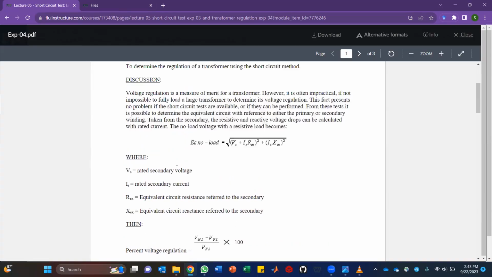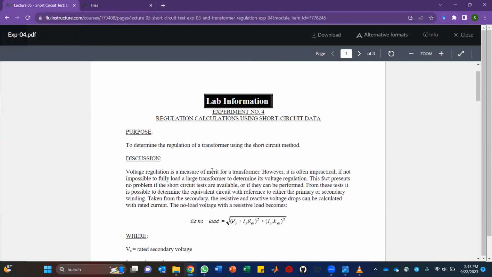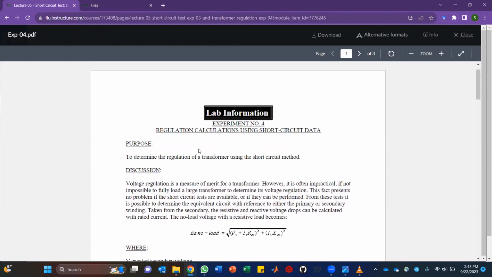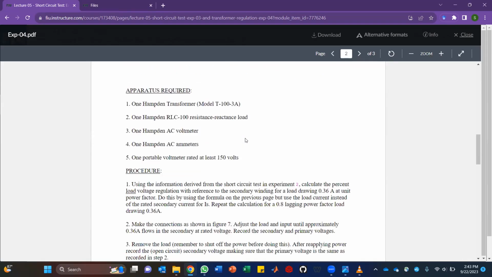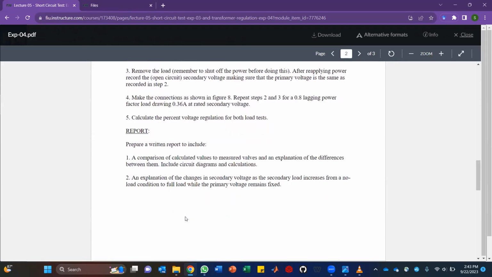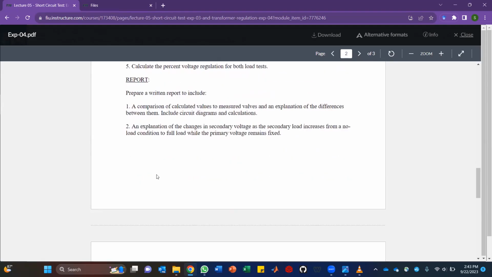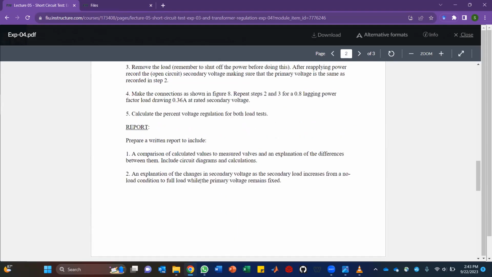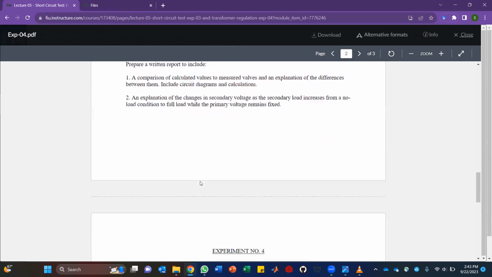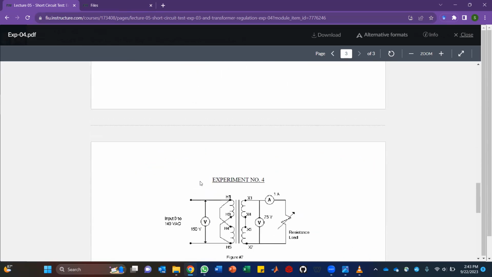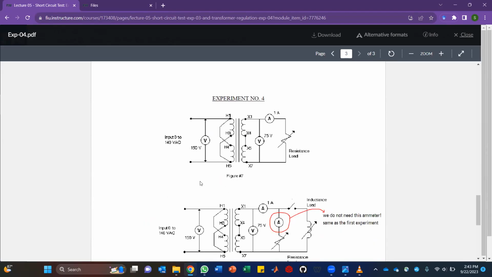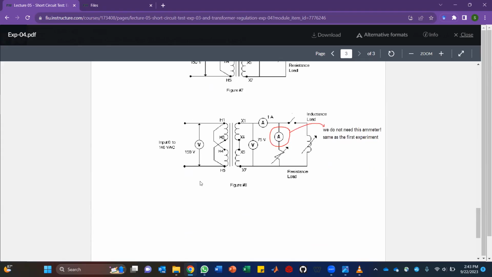For the report, I don't want you to write the discussion part. You can write the experiment number, name, purpose of this experiment, and procedure. Then in the report, you need to answer these questions, and there will be some additional questions I will give you in the assignment. You'll have to answer them all. If you have any question regarding these two experiments, you can ask me anytime.